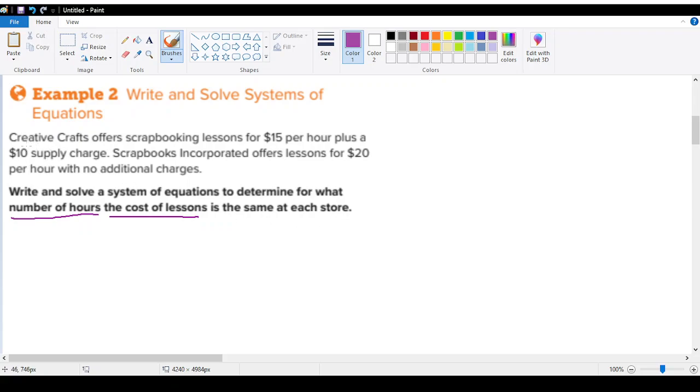Now, if we read the question again, Creative Crafts offers scrapbooking lessons for $15 per hour. So we are going to pay $15 per hour, which is 15x, plus a $10 supply charge, so plus 10. Scrapbook Incorporated offers lessons for $20 per hour with no additional charges, so just 20x. So we have two equations. The first equation is y equals 15x plus 10, and the second is y equals 20x. Now, how do we solve these two equations?